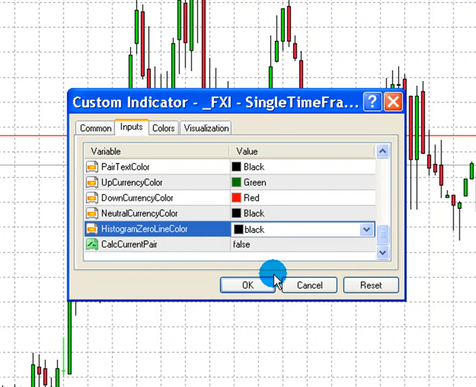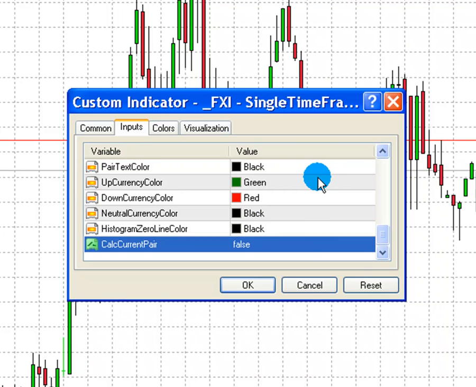Now, calc current pair is a setting here that says, should we include the current pair in the internals measurement? We don't think that's the best idea. Some people might like that. It means that you will include the euro's strength against the dollar in the internal strength of the euro, and the dollar strength against the euro in the internal strength of the dollar. Since we want to do comparative measures of internal strength versus the currency pair's strength, we have that set to false. So let's take a look at what this looks like.